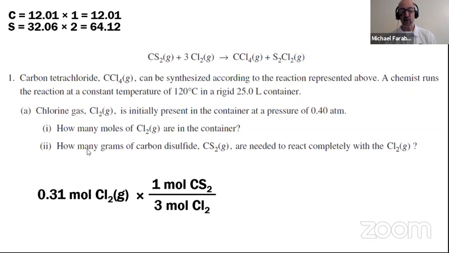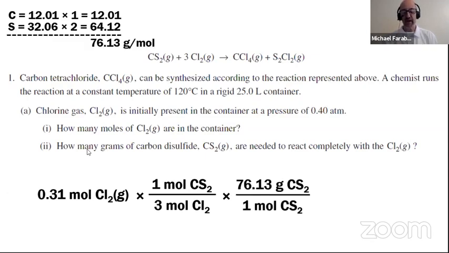That's 64.12. So for a grand total of 76.13 grams of CS2 per mole. So if we do this math, 0.31 divided by 3 times 76.13, we get our answer, which is 7.9 grams of CS2. And again, I'm just rounding off to 2 significant figures.